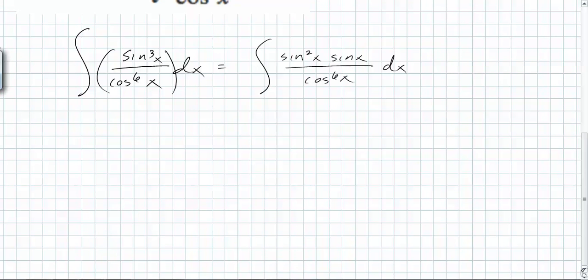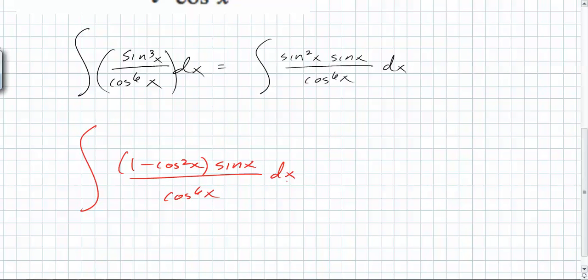We're not doing a U-substitution yet. Okay, so let's do 1 minus cosine squared x times sine x. Not yet, not yet. We need one more, exactly. So now, though, what do you see?